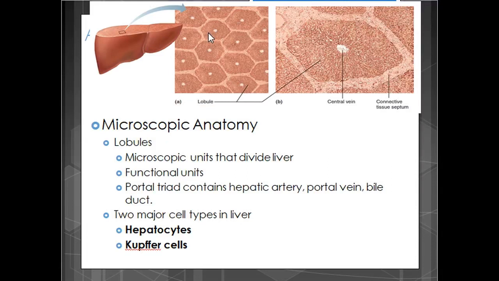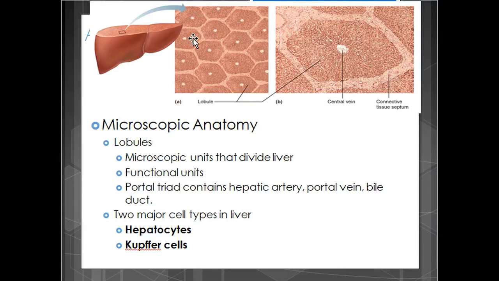As you can see here, guys, we have lobules. A lobule is a six-sided structure with a centrally located vein and portal triad. So this is one lobule. In the center, we have the central vein, and on the outside parts, we have the portal triad, which contains the hepatic artery, portal vein, and the bile duct. Take note, guys, that the lobules are the functional units of the liver.